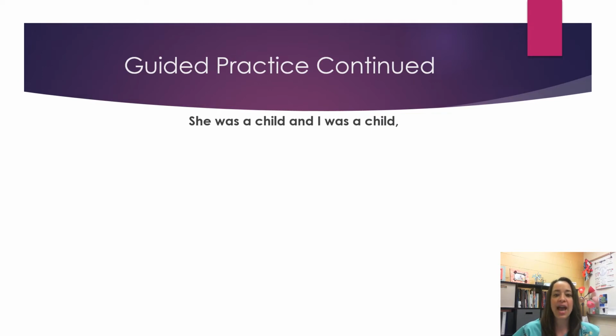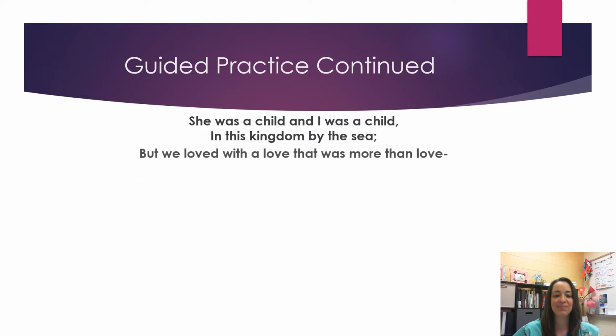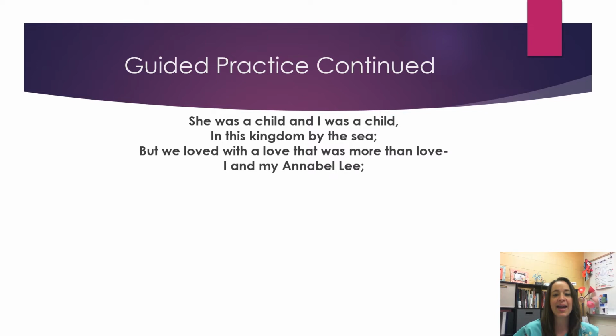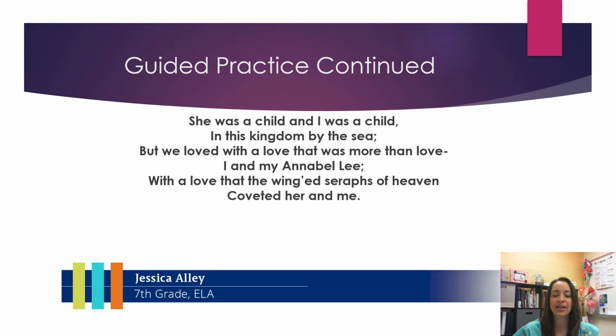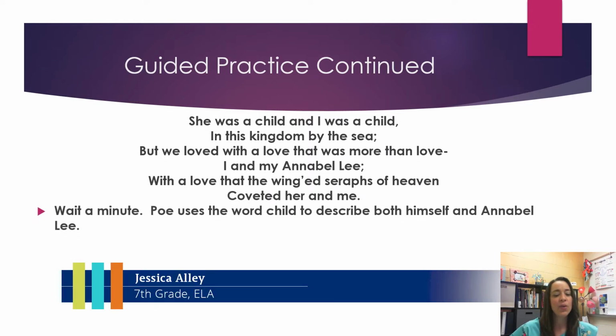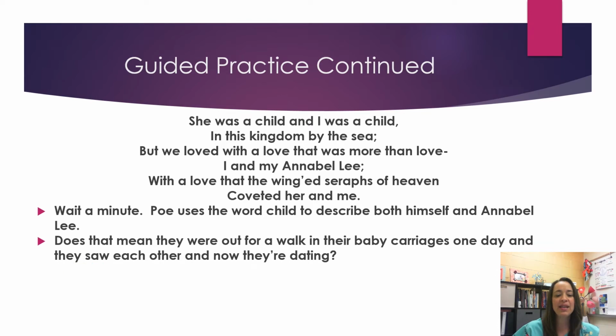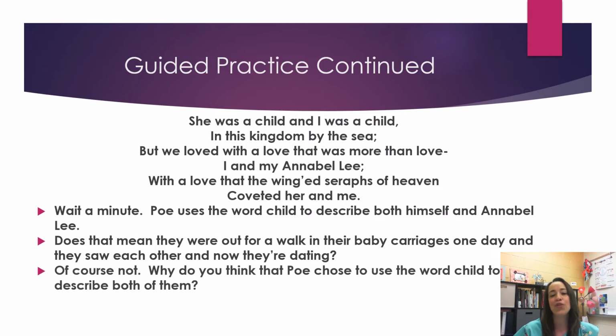She was a child and I was a child in this kingdom by the sea. But we loved with a love that was more than love, I and my Annabel Lee. With a love that the winged seraphs of heaven coveted her and me. Wait a minute, Poe uses the word child to describe both himself and Annabel Lee. Does that mean they were out for a walk in their baby carriages one day and they saw each other and now they're dating? Of course not.